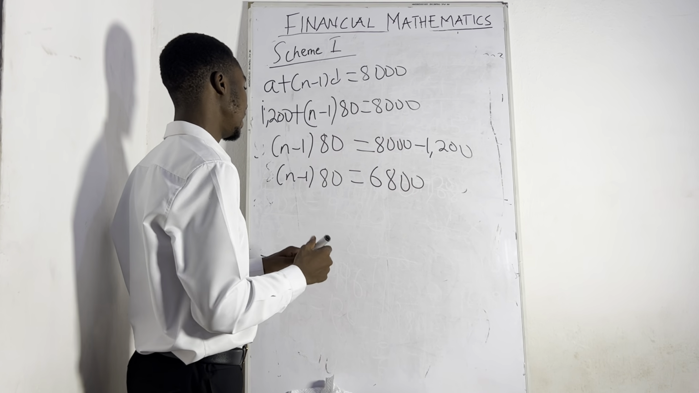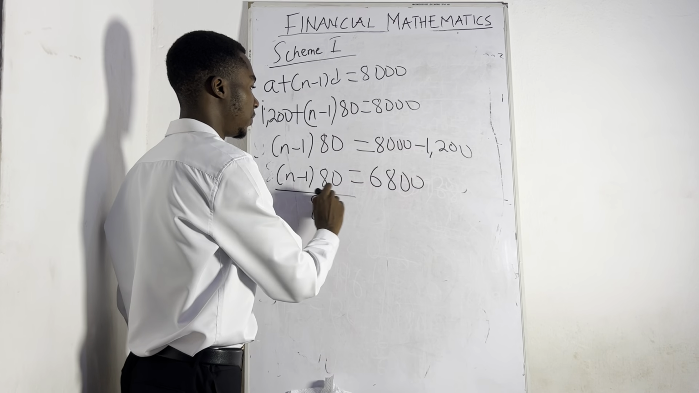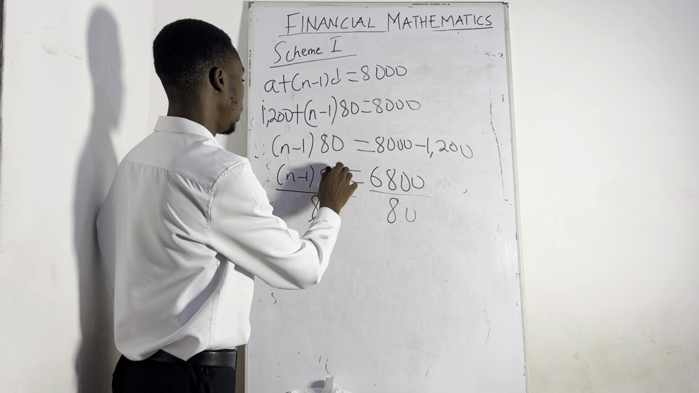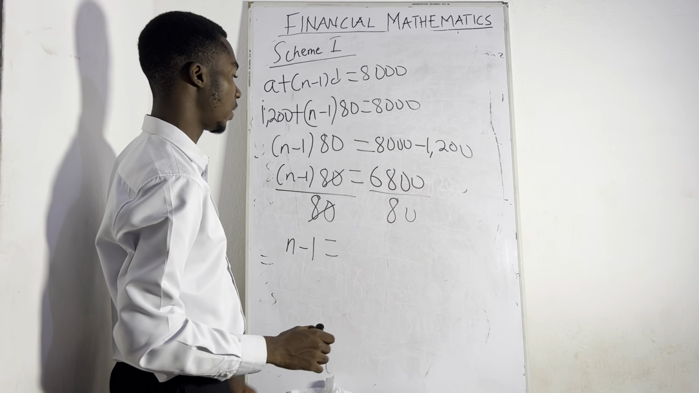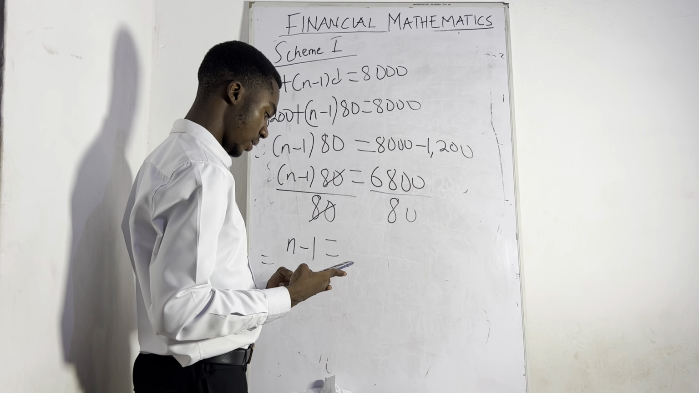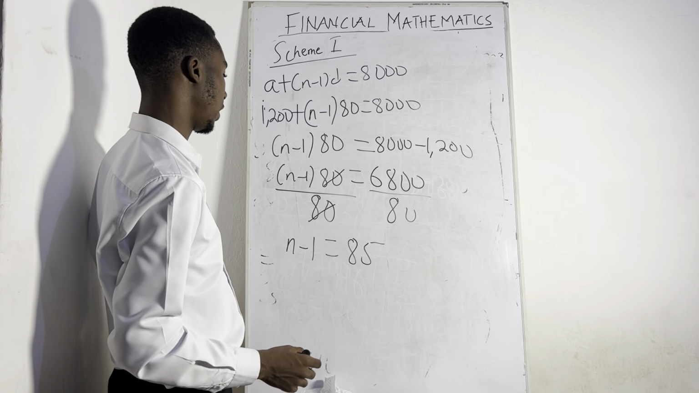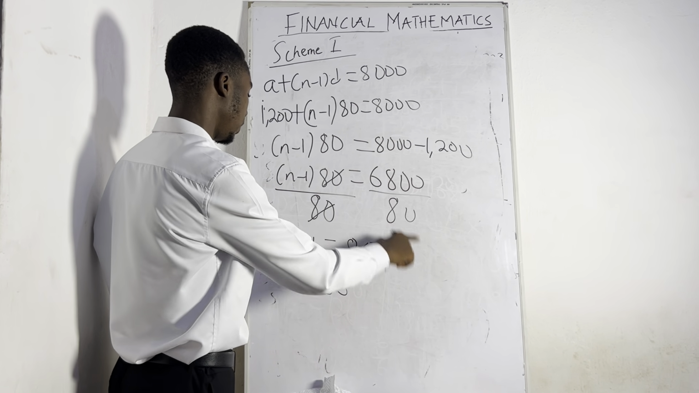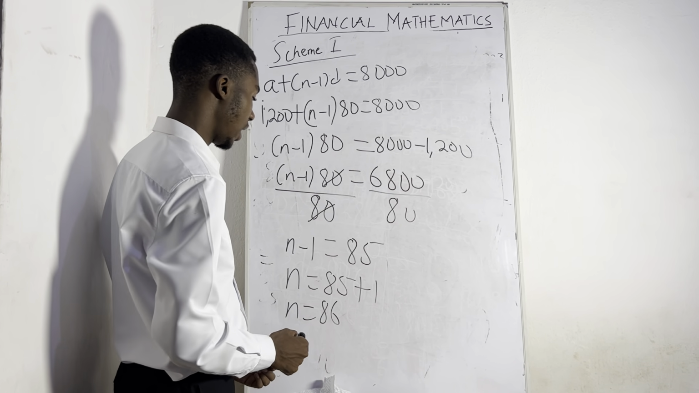6,800. Since we want to make n the subject and n minus 1 is multiplied by 80, we can just divide both sides by 80 to make our simplification easier. So we divide here by 80, we also divide here by 80. So 80 will cancel 80. So we have n minus 1 is equal to 6,800 over 80. We are getting 85. So our n will be equal to 85 plus 1. 1 will come here and become addition. So our n will be equal to 86. Yeah, so that's our final answer.